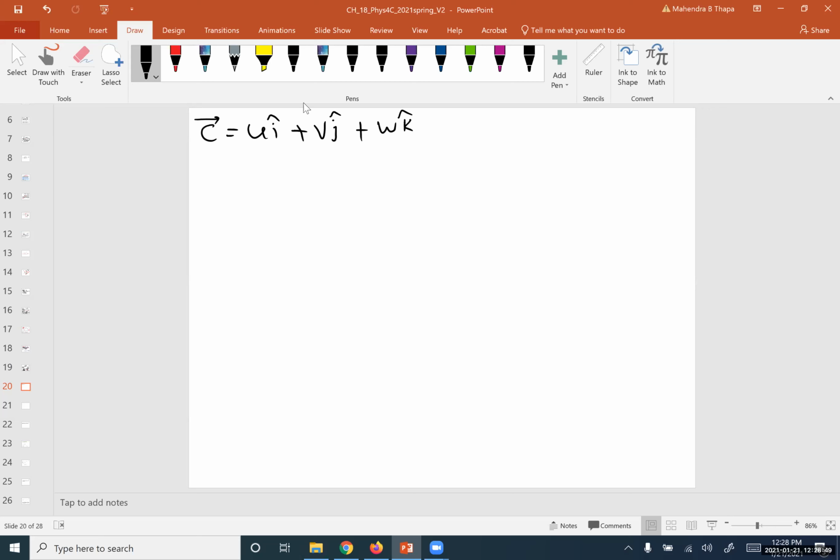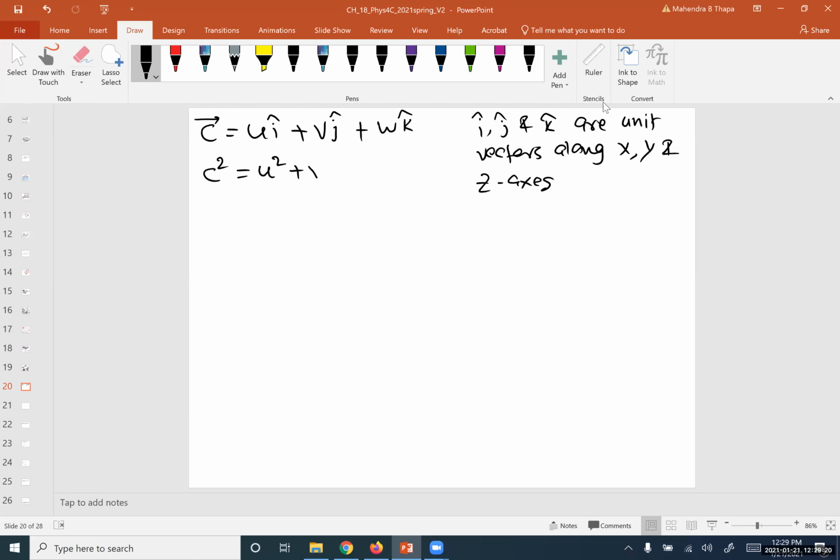Okay, so you know that i, j, and k are unit vectors along the x, y, and z axes. So you know c squared, you can write as u squared plus v squared plus w squared.